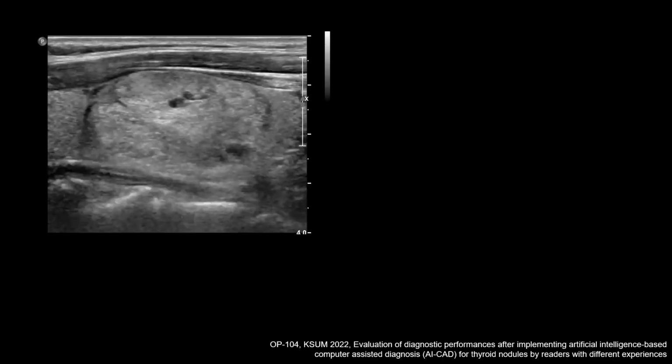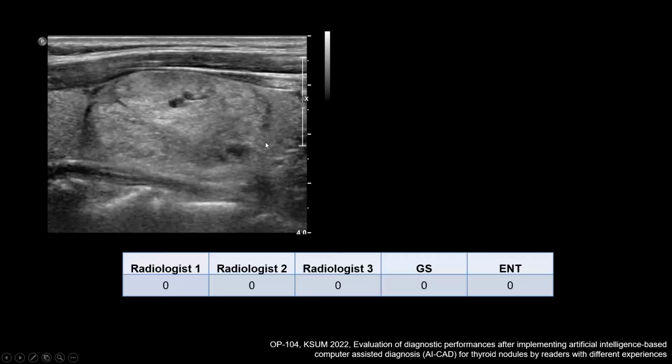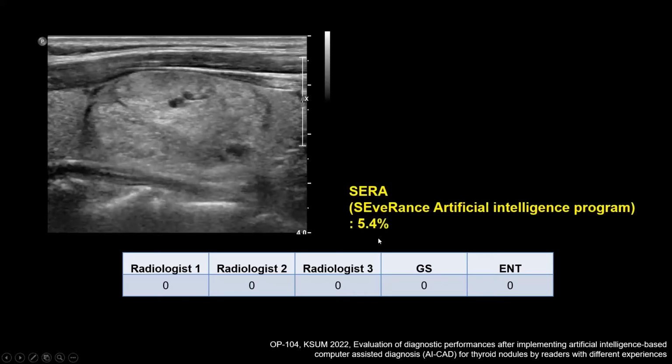The following cases will show how final assessments change when CAD values are available. Do you think this is cancer or not? The 5 physicians who participated in this study had intermediate levels of experience with thyroid ultrasound. All assessed the nodule as benign, and the nodule had a low CAD value. The final diagnosis was benign.